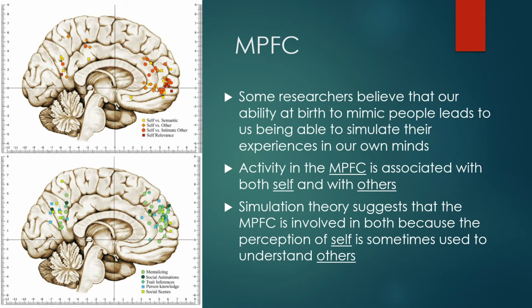It's suggested, and we'll look at some data on this, that the reason we might see self stuff in the same region as other stuff is that we're using a lot of the information we have about ourselves to simulate what other people would be doing. Because all we really have to draw on is what we've experienced.